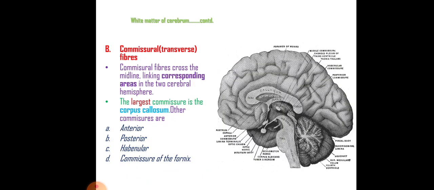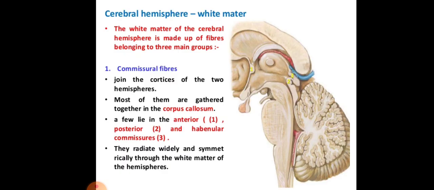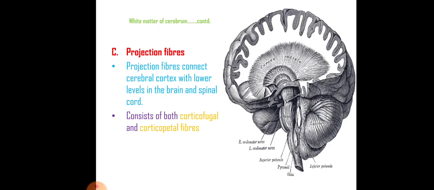Then commissural fibers, these are across the midline and they are linking the corresponding areas in the two cerebral hemispheres. The largest is the corpus callosum. Other than this, we have the anterior commissure, posterior commissure, habenular commissure and commissure of the fornix. So these are the commissural fibers which join the cortex of the two cerebral hemispheres. Most of them are gathered together as corpus callosum. Number 1 is the anterior commissure, number 2 is the posterior commissure, number 3 is the habenular commissure. So these are different commissures.